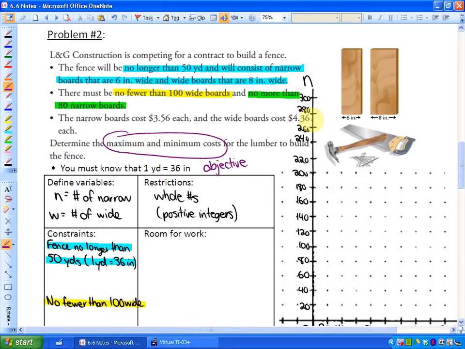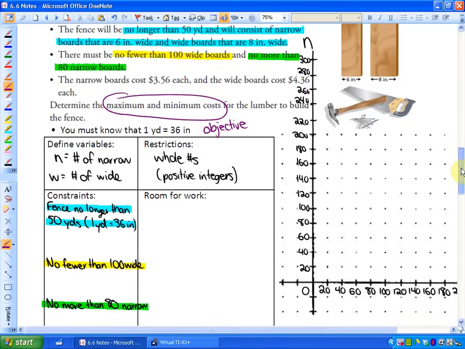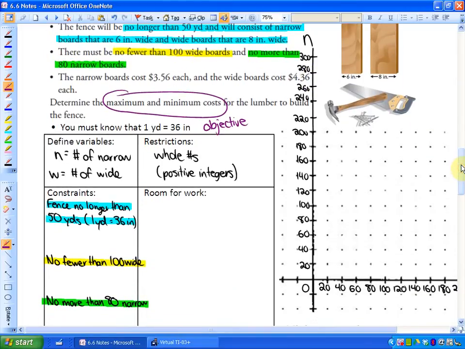But in saying that, we like to investigate this using the solution region, but that's kind of the idea. What's their most expensive and cheapest fence we could do? We're going to solve this mathematically. So let me start with the two easier constraints. Let's start with no fewer than 100 wide boards. So I've done some of the work in advance. We're going to call n the number of narrow boards they can use and w the number of wide boards.